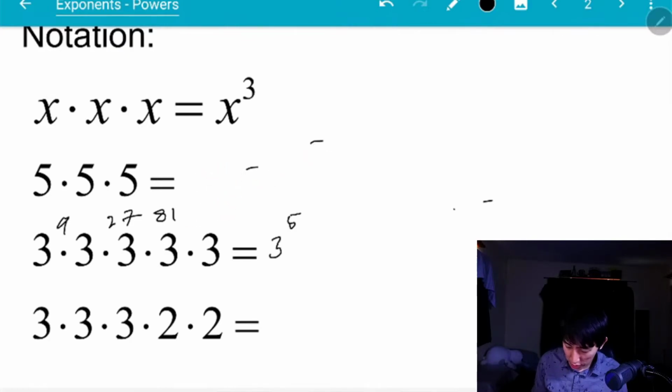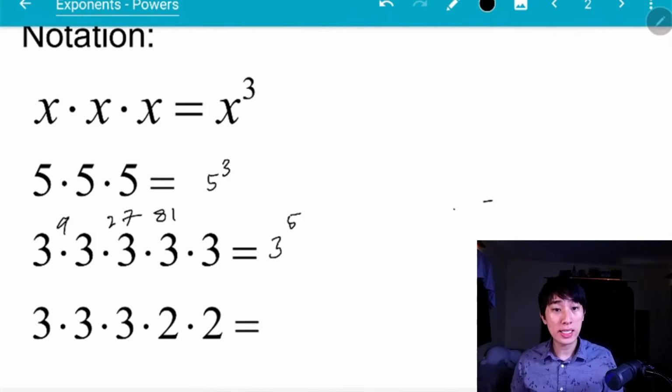What's your base and what's your exponent? The bottom number, your base, tells me what we're multiplying by itself. The top number tells me how many times we're multiplying it by itself.